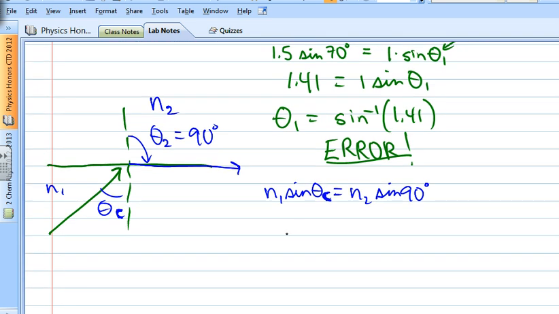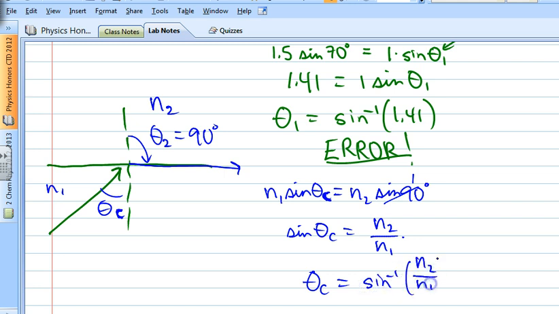And so if we want to solve for theta critical, we just go like this. So it's N2 over N1. And lo and behold, what's the sine of 90 degrees? It's equal to 1. So we don't put anything there. And this means that the critical angle is going to be the inverse sine of N2 over N1.